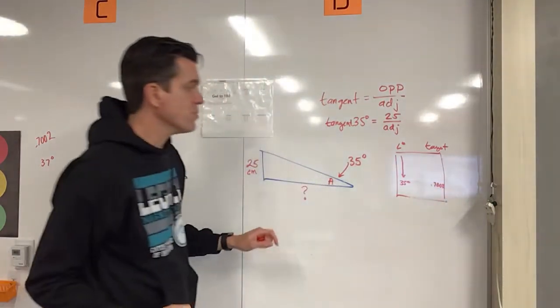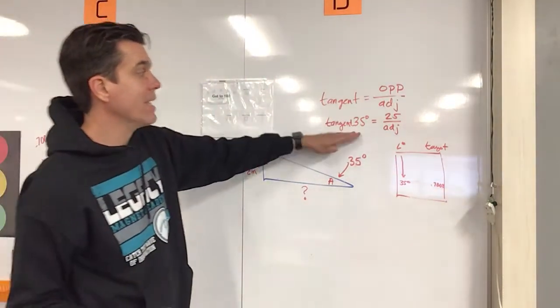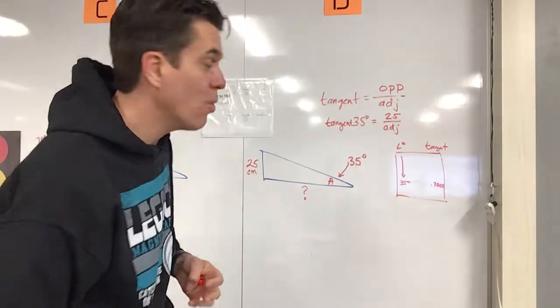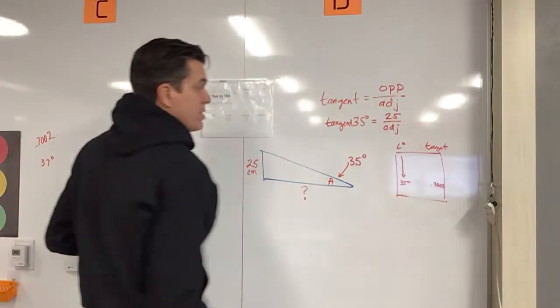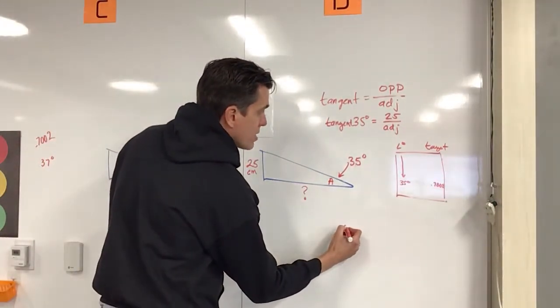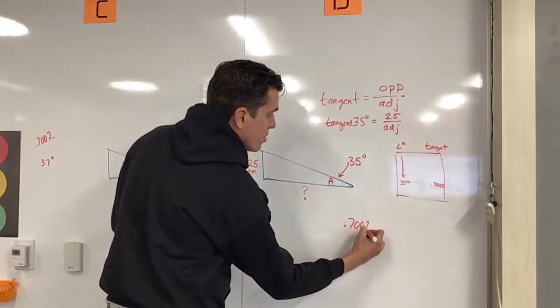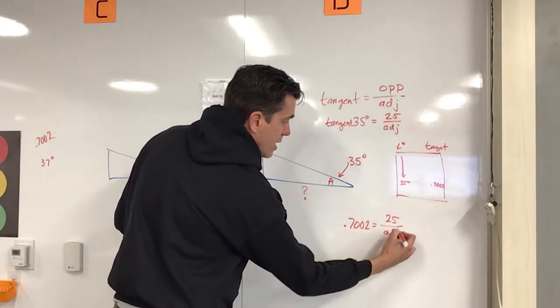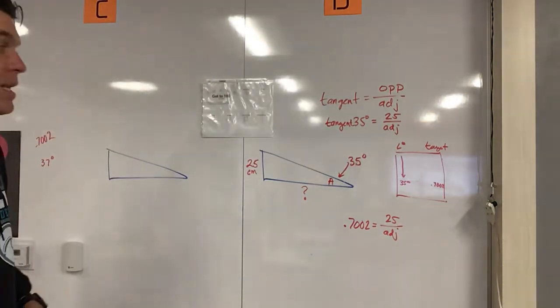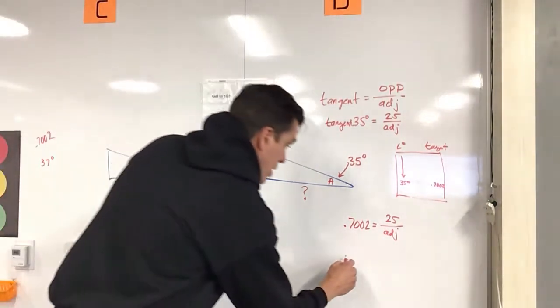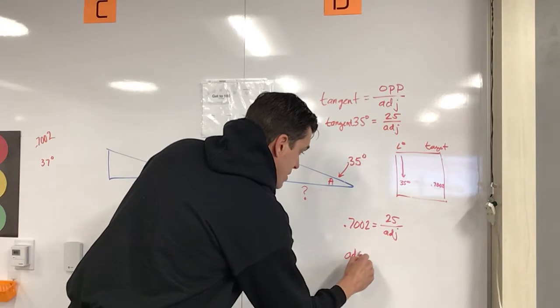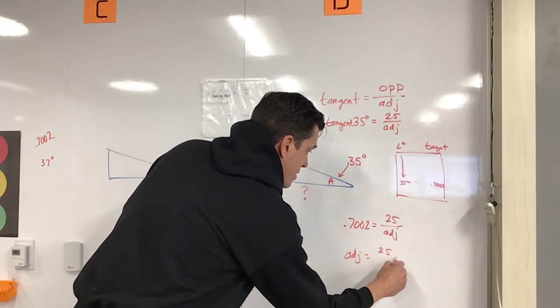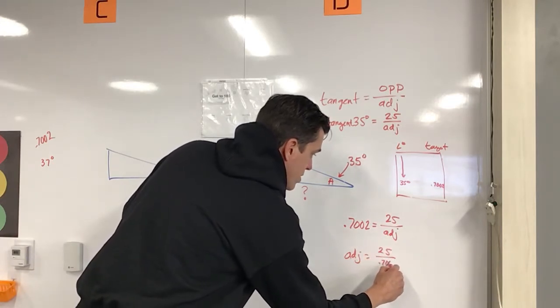0.7002. Okay, so instead of saying tangent of 35 degrees, what we can do is say 0.7002. So I'm going to carry my work down here. I'm going to say 0.7002 is equal to 25 over that adjacent side that I want. Now for me to figure this out, that's the same thing as saying the adjacent side is equal to 25 divided by 0.7002.